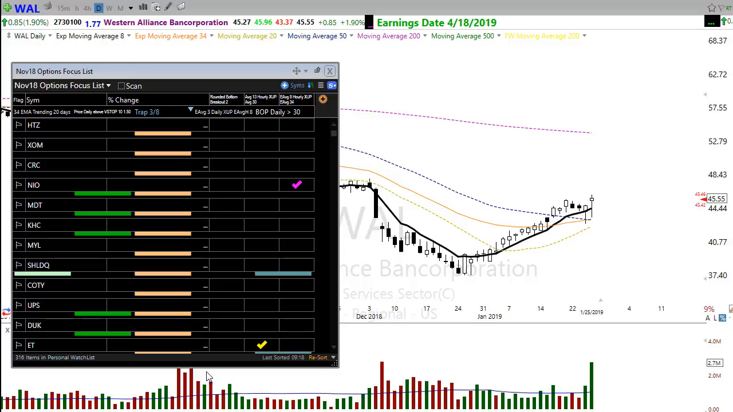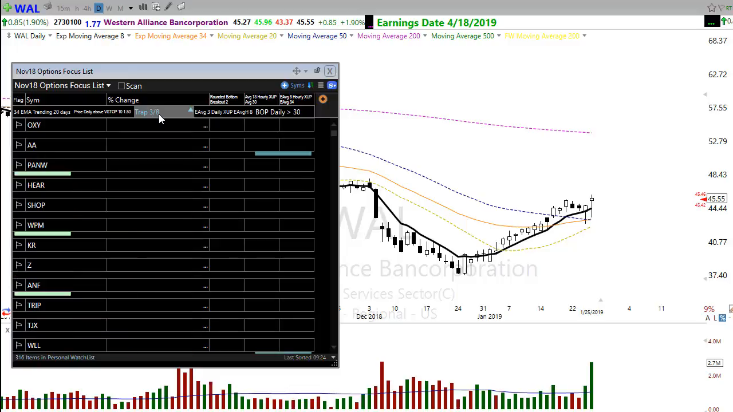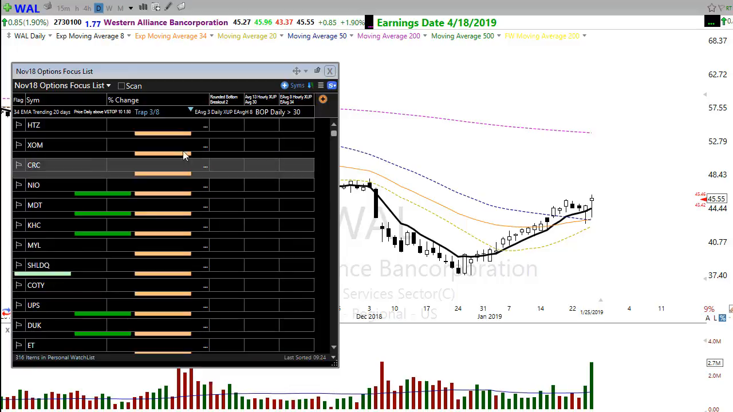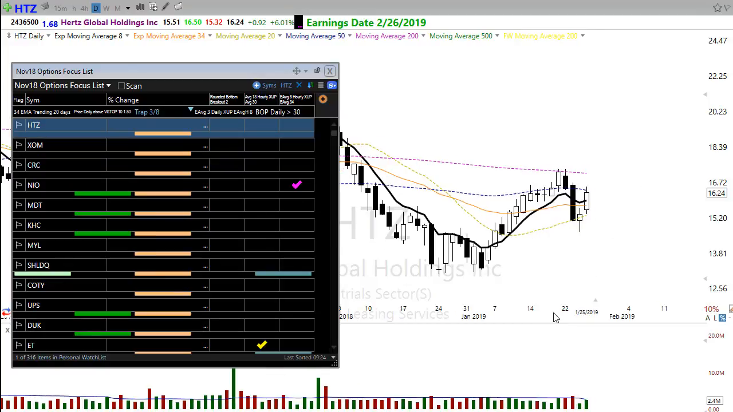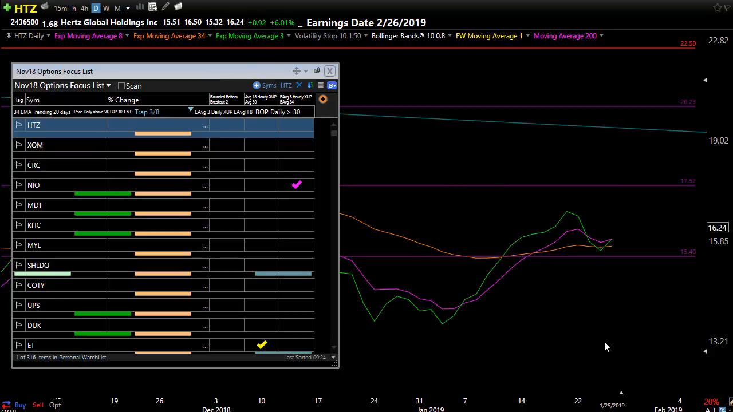So let's think about this for a second. If I'm looking for something of these stocks that are in the 3-8 trap, all I have to do is sort my list for the 3-8 trap and start looking for those stocks. Start looking through. Hertz. Does that look like a really good looking chart here on the 50-day moving average chart? No. Is it a 3-8 trap? Yes.